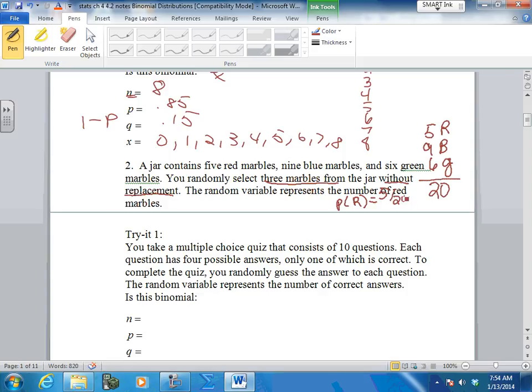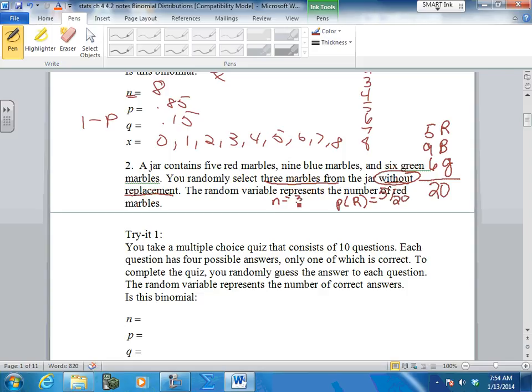Yes, because why? Different. 25%. There's no replacement. The next time you do this, it's going to be 4 out of 19. Okay. Everything else is there. The number of trials, we want 3. We're going to do this 3 times.